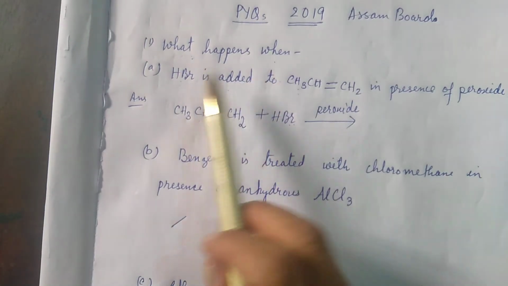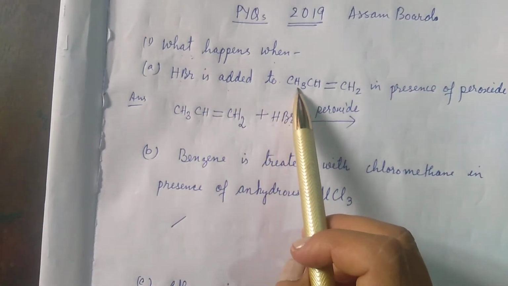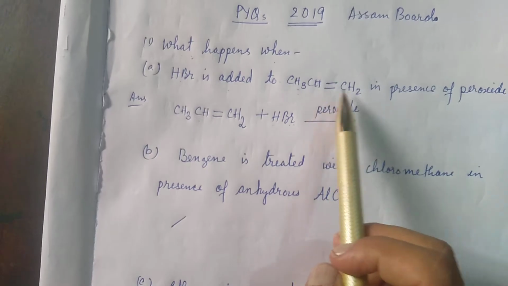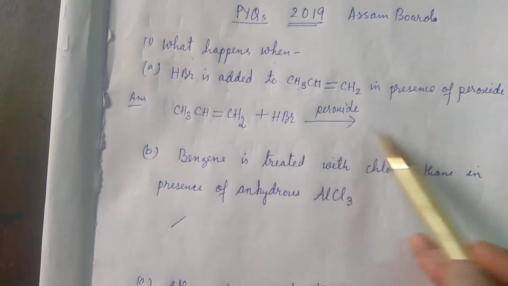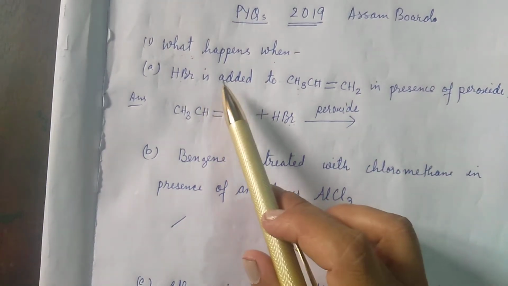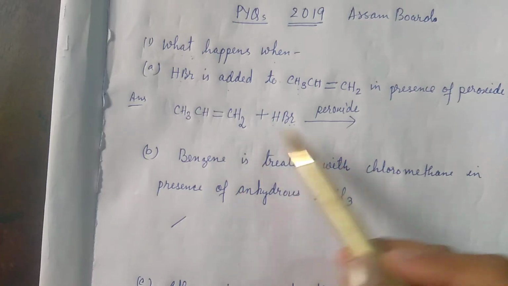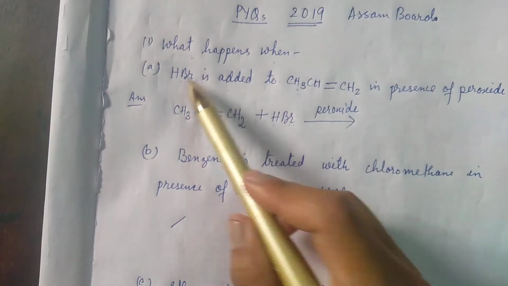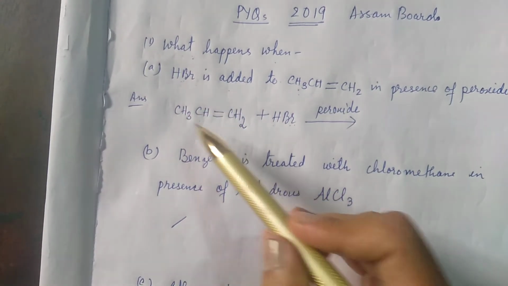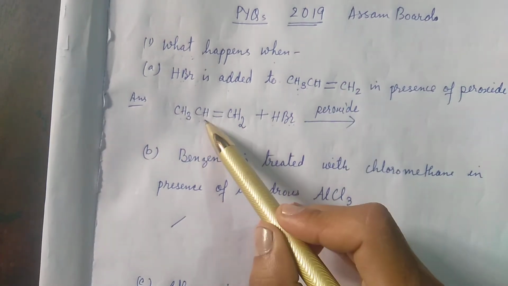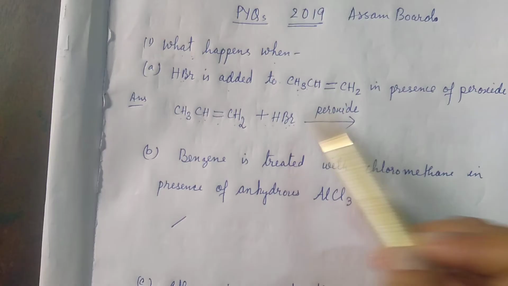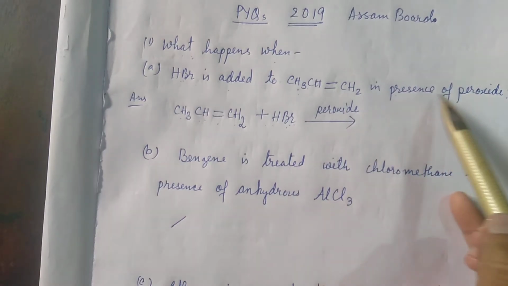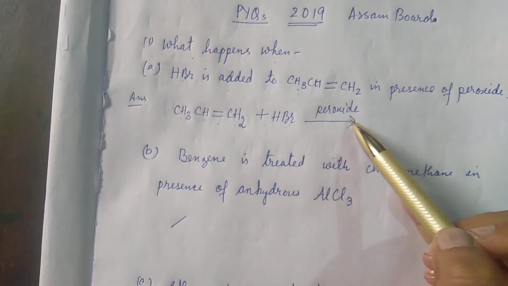What happens when HBr is added to CH3CH=CH2 in the presence of peroxide? Now, how to write these reactions? We will write this compound, and what has to be added? HBr. So CH3CH=CH2, and we have added HBr in the presence of peroxide.